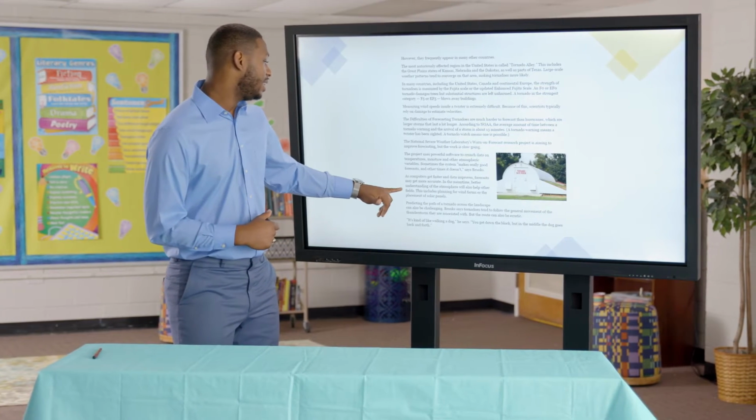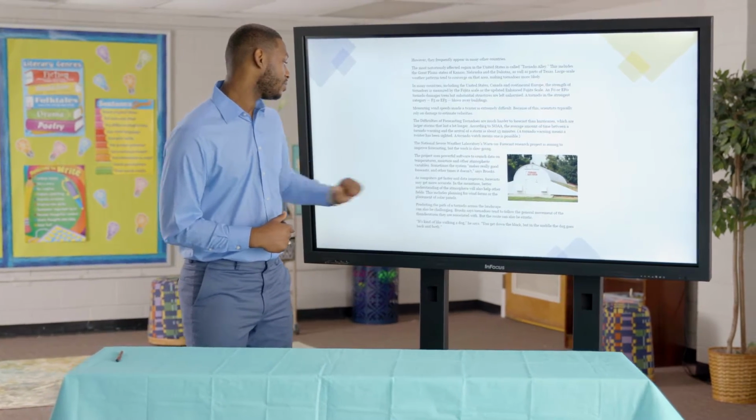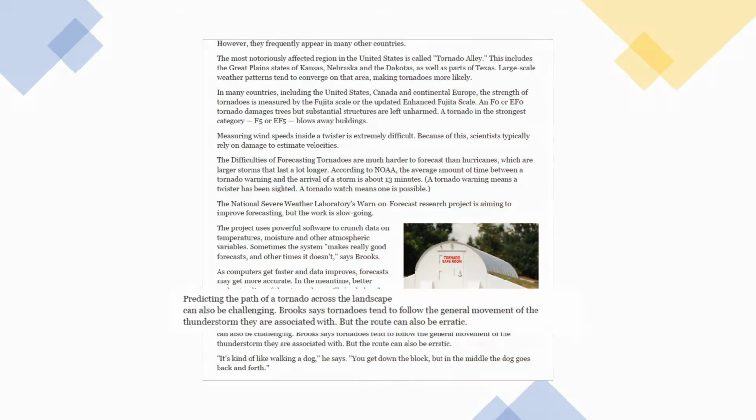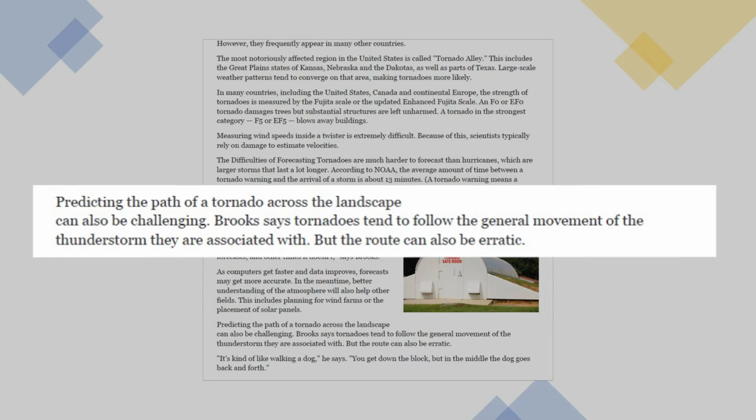Let's take a look at this paragraph here that starts with predicting the path of tornadoes across the landscape. Okay, let's read this one as well. Predicting the path of a tornado across landscapes can also be challenging. Brooks says tornadoes tend to follow the general movement of the thunderstorms they are associated with, but the route can also be erratic. So as we looked at a couple of these paragraphs here, I kind of pulled out some important facts from this article, and we're going to talk about that now.